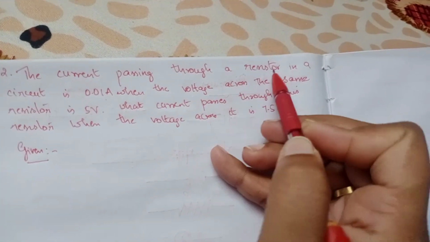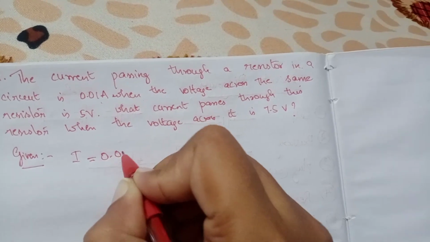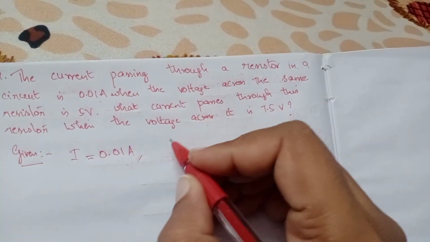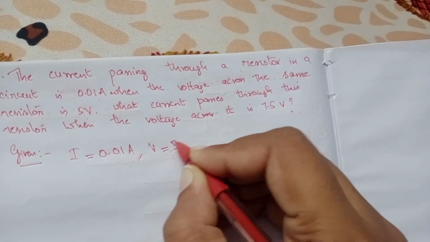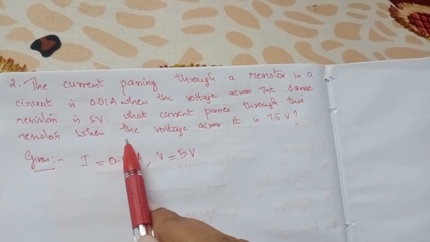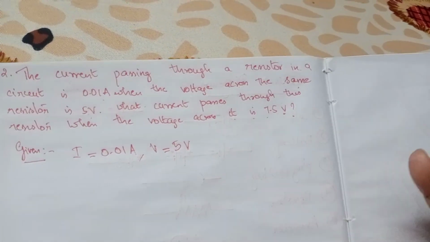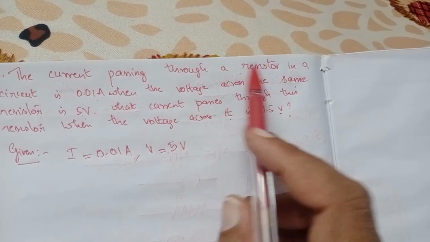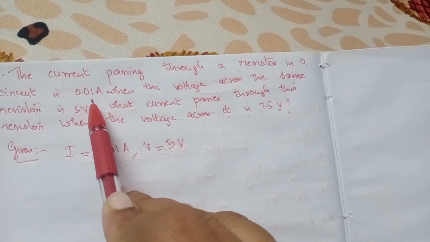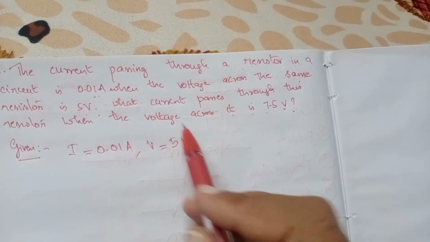The current passing through a resistor in a circuit, so the value of current is given as 0.01 amps, when the voltage across the same resistor, the value V, is given as 5 volt. What current passes through this resistor when the voltage across it is 7.5 volt? Here they are speaking about a resistor. Initially the current passing through the resistor is 0.01 amps when the voltage is 5 volt, but the value of the resistor is not given.